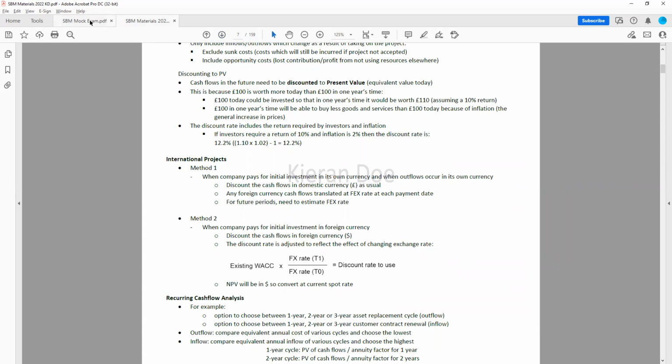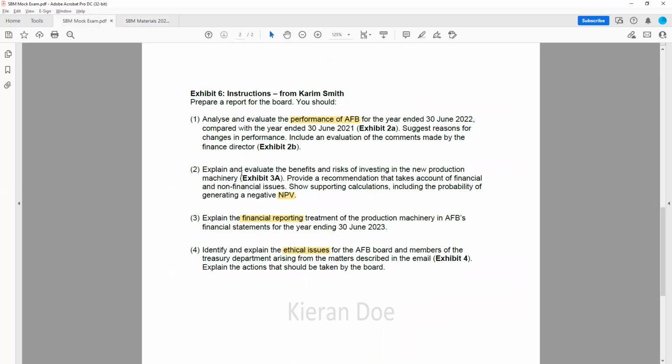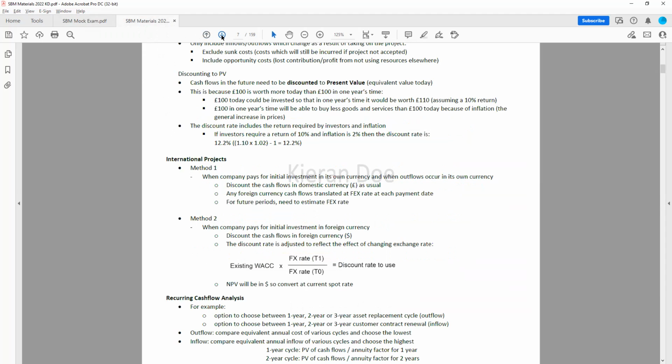And then I'll work through some recent questions so I can show you exactly how to read the requirement, how to interpret it, how to use the exam paper information, and perhaps most importantly, the type of points you should look to include in your answer.